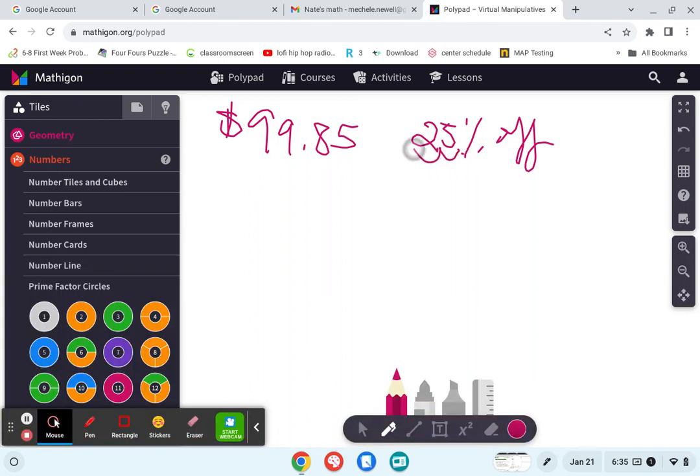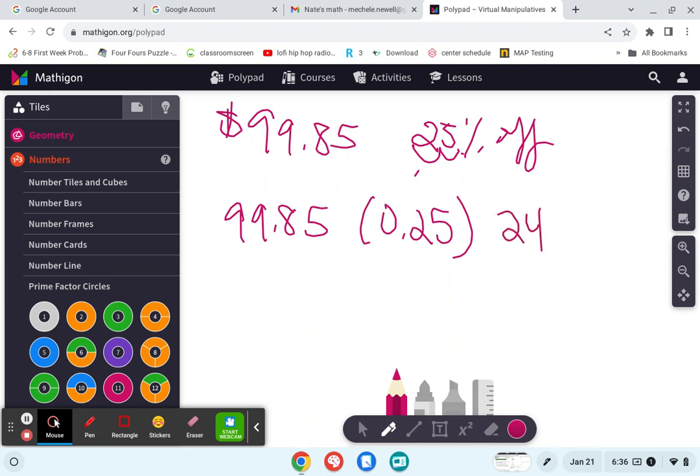So, first thing I'm going to do is make this something I can work with. 99.85 times 0.25. All right, let's use the calculator, the handy dandy for that. 99.85 times 0.25. And the 25% of 99.85 is $24.9625. That is 25%. But they asked me about the sale price, which means now that I know it was 25% off, I've got to take 25% off of that amount.